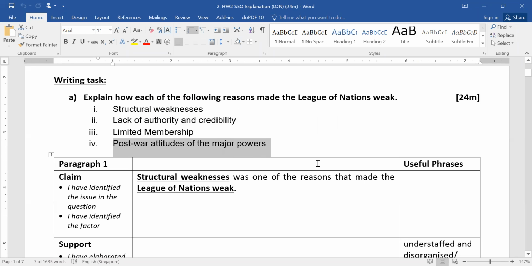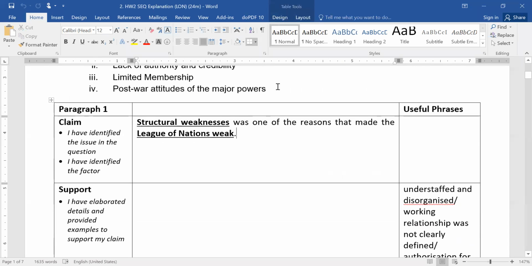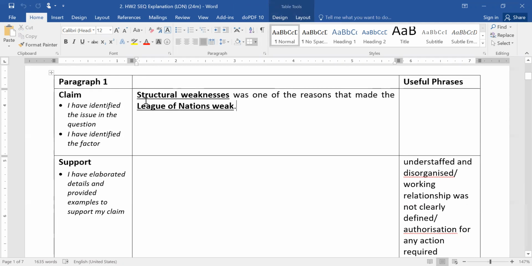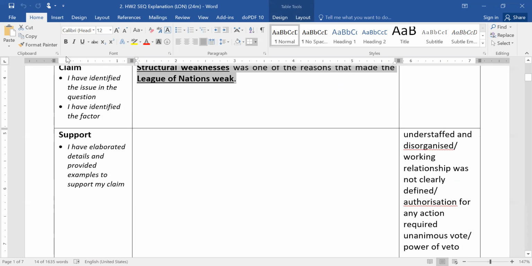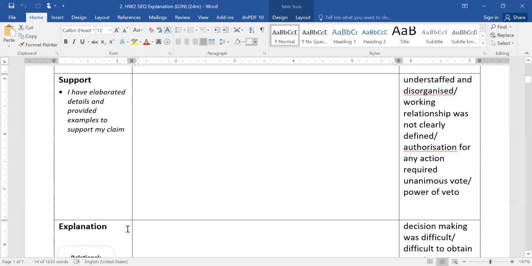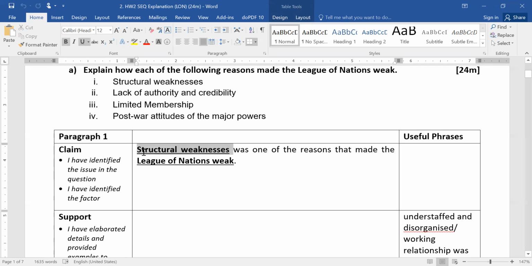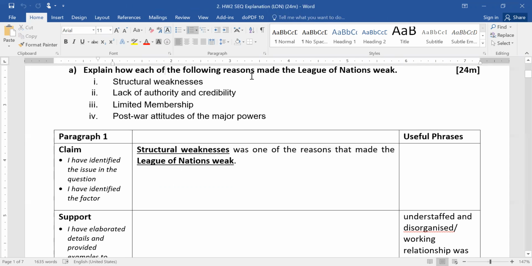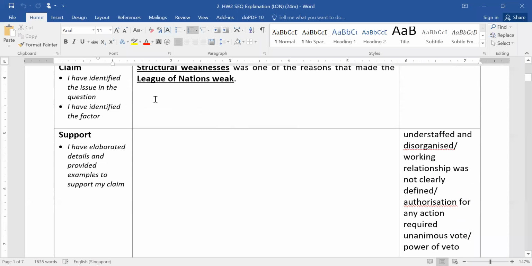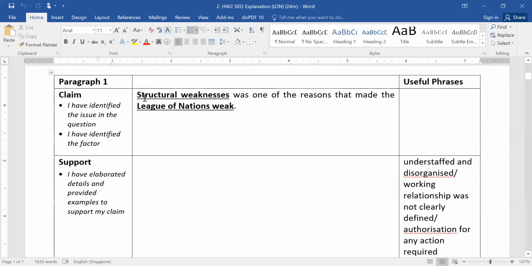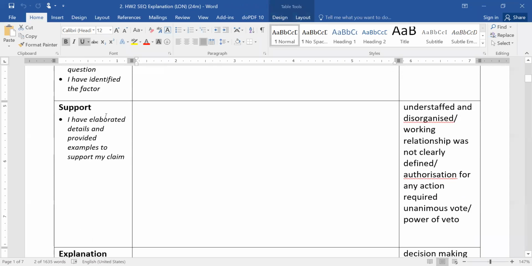Okay. So just to quickly orientate you to the worksheet, you can see I have already included the claim. It's a CSE framework, claim, support, explain, for your usual essay. The claim is basically stating the factor: structural weakness was one of the reasons that made the League of Nations weak. So basically use the question's phrasing and the factor I have given here. After we talk about structural weakness, which is the factor, you need to tell me what you mean by structural weakness.